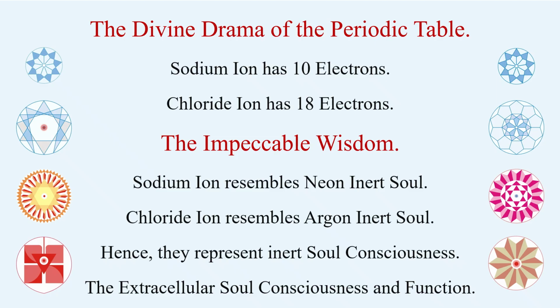Chloride results like argon, which is 18. Neon is 10. So again, they are very close to inert, because inert matter cannot be broken or dissolved, otherwise it cannot form. It has to work in that form. Only in that form is it powerful. Everything else would be usable only in ionic form as such. Hence they represent inert soul consciousness.